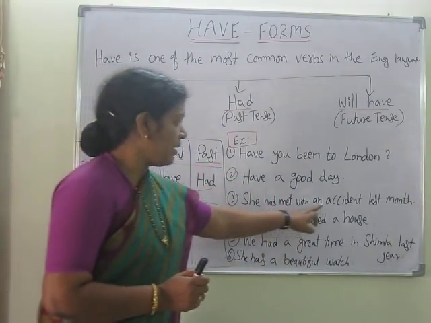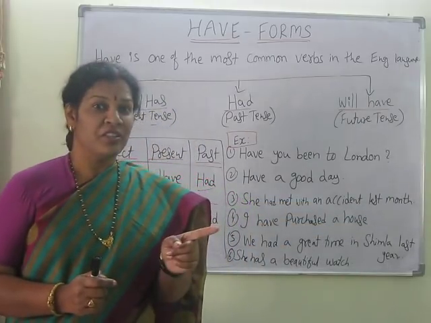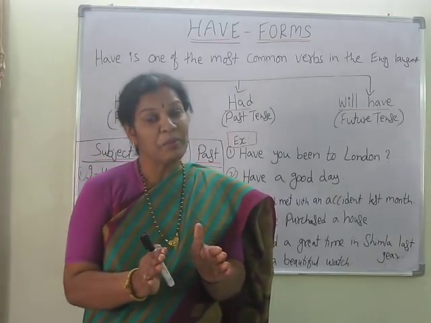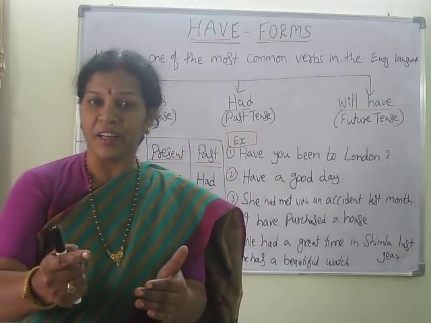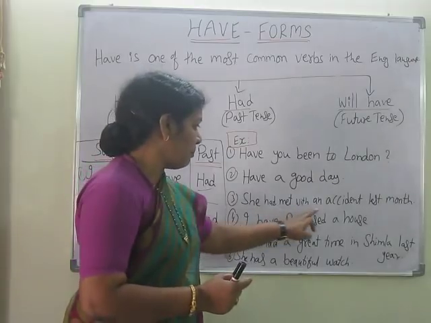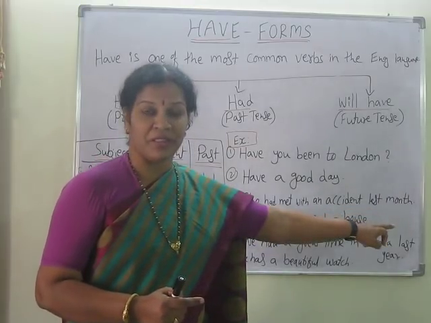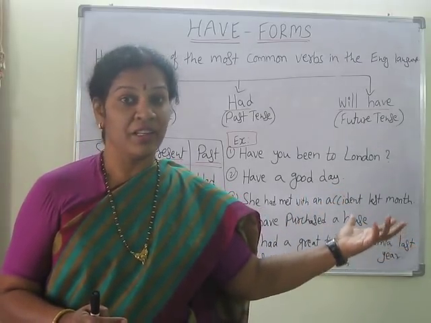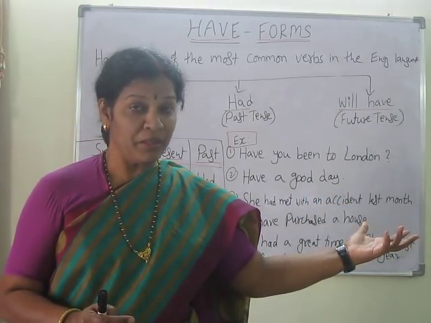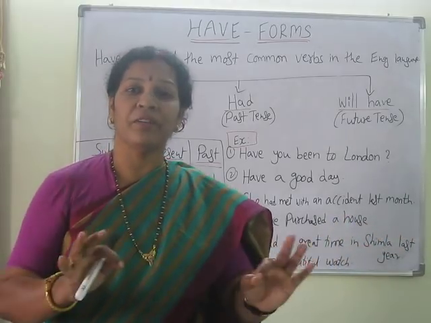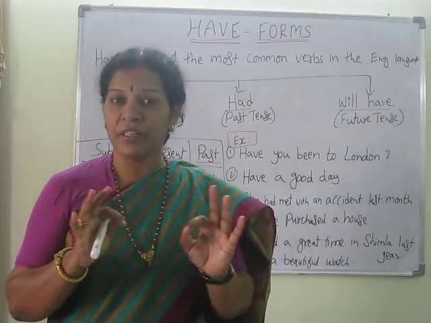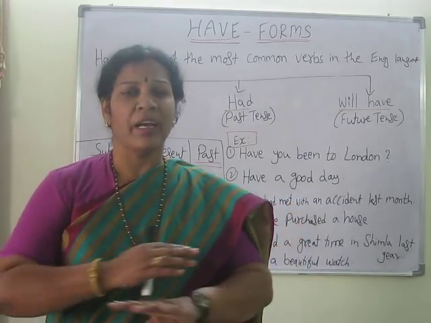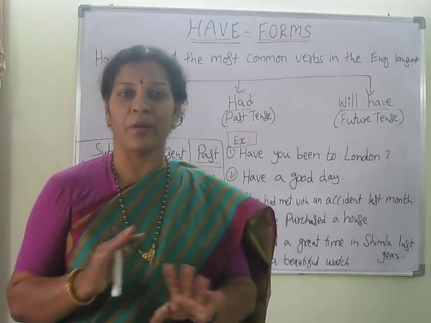She had met with an accident last month. She has will be present. She had. Had means past tense. She had met with an accident last month. You can say he had also. He had met with an accident in the last month. If I, then I also had. Had means any subject: I, you, we, they, she, he, it, a name, anything. Past tense is had only.